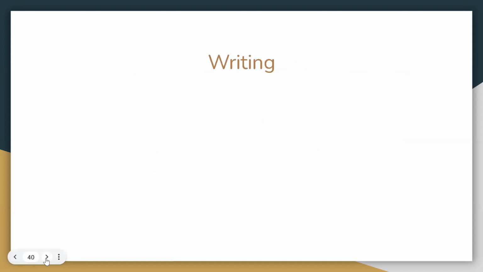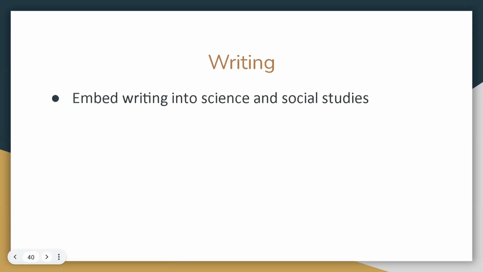So let's think about embedding writing in everyday instruction. We know that writing is extremely important, and we know that writing not only builds writing skills, but also builds content knowledge. So a great way to do this is to embed writing into science and social studies. So think about how you can write using expository writing in science. Perhaps students are writing what they learned from a Mystery Science lab, or they're writing what they learned about natural disasters that they've studied.